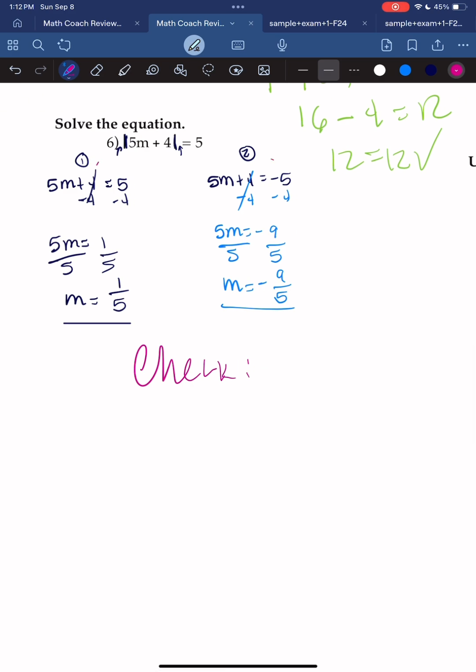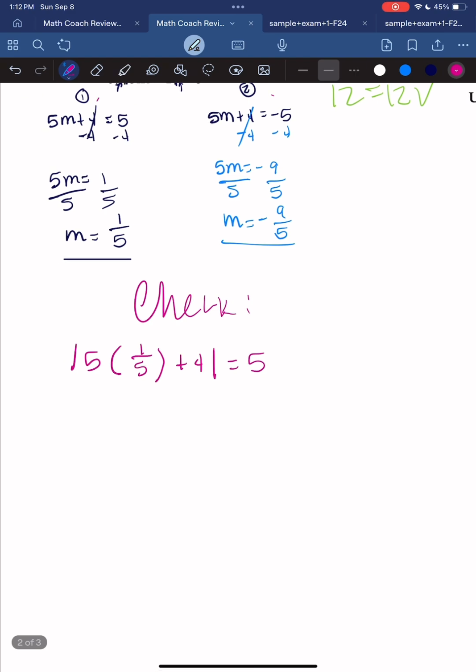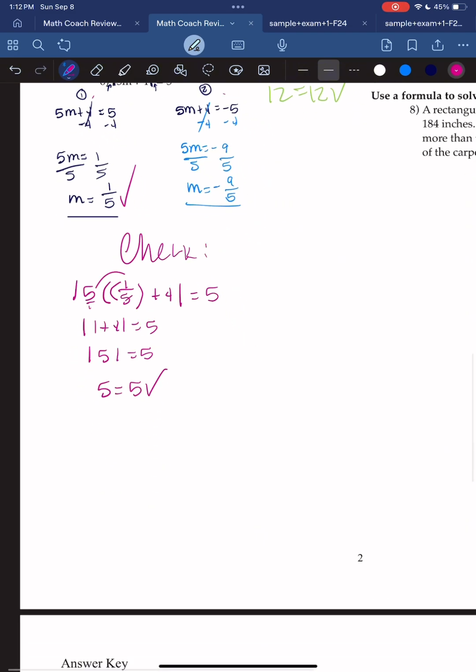Neither of these two, the original equation. So 5, and in this case, m is going to be 1/5 plus 4 equals 5. So 5 times 1/5 is just going to be 1, because if you think about it like this, everything will cancel, or you can think 5 times 1 is 5. 5 divided by 5 is 1. It's going to be 1 plus 4 equals 5. And then 1 plus 4 is 5. And the absolute value of 5 is 5. So this one checks out.